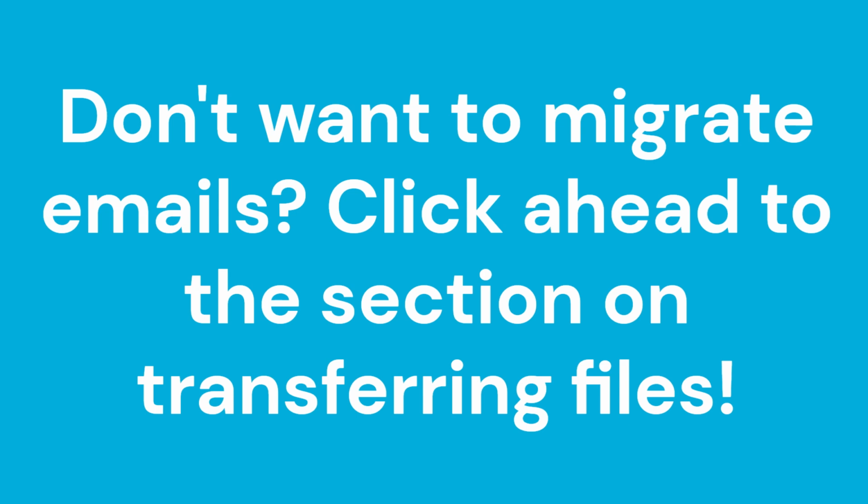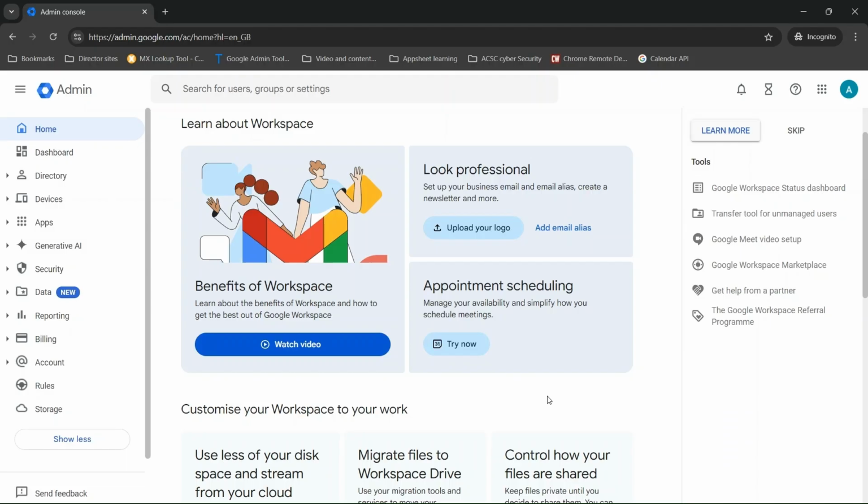All right, so the first step is to decide whether you or someone else in the company needs access to the employee's email history and or documents while they are on leave. If you do, then you'll need to transfer those emails before you suspend them. Let's get into the migration process.